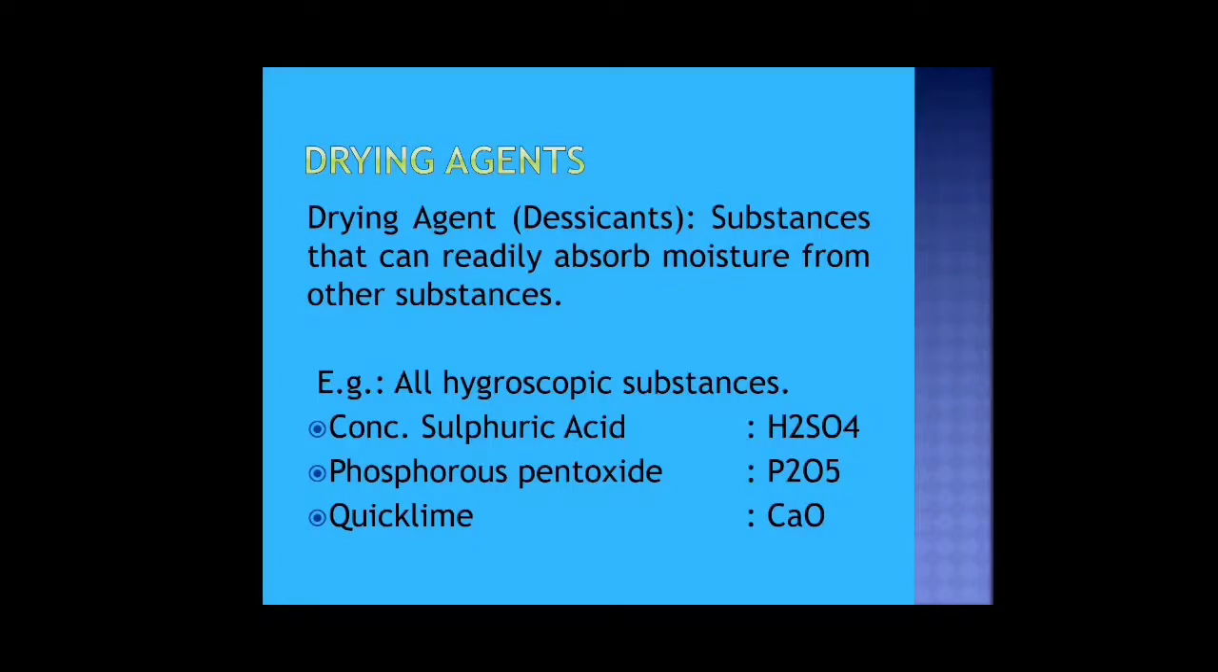Next we will see the drying agents. Drying agents are also called desiccants. These are substances that can readily absorb moisture from other substances. So what is a drying agent? Just imagine a towel or a hand towel. What does a towel do? It wipes off the water from the surface that you're trying to wipe off. So it has the capability of removing water. When water is in liquid form, it can just dry it. So substances like concentrated sulfuric acid, phosphorus pentaoxide, and quicklime are called drying agents. They are capable of drying maybe gases or any other substances.